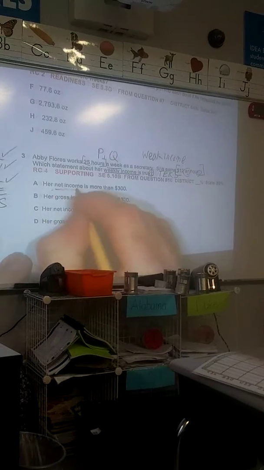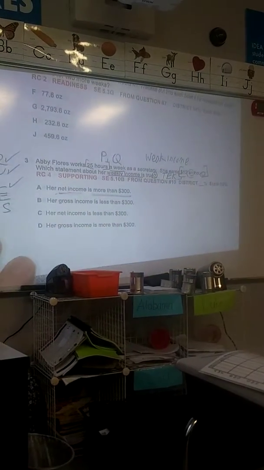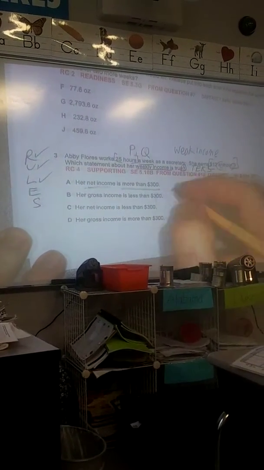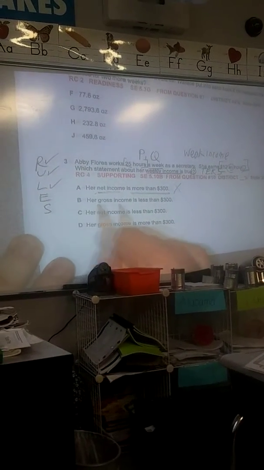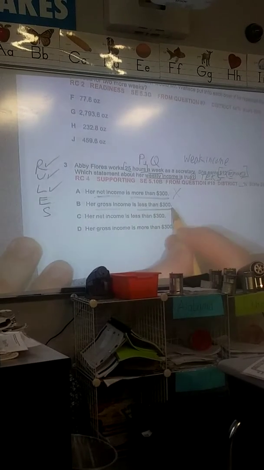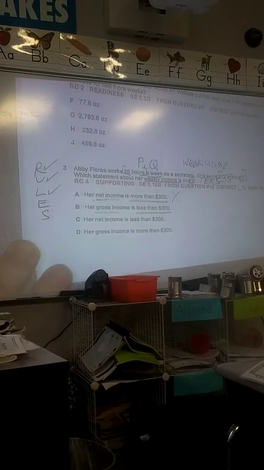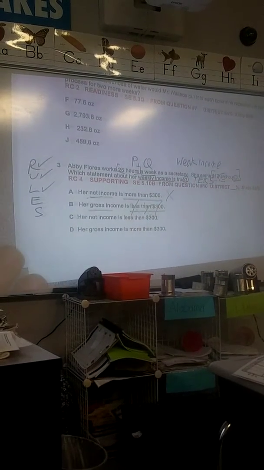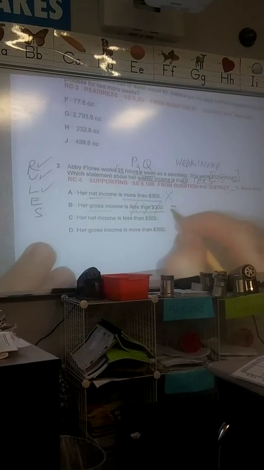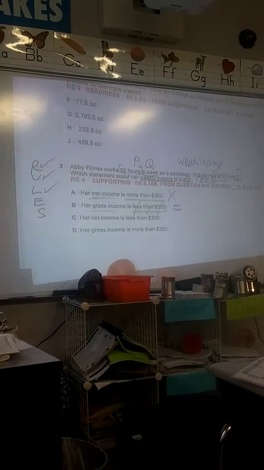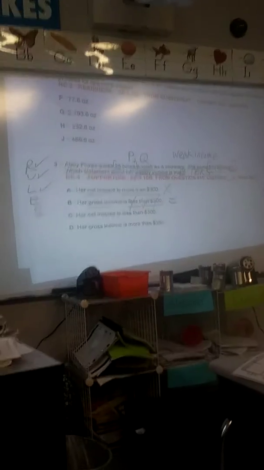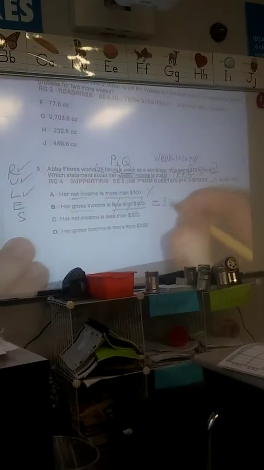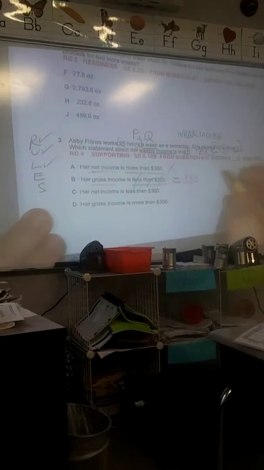Underline net income, more than. Is that true? No, cross it out. Eliminate. You're talking about less. Gross income, less than. No. Her gross income, what does this mean? Equal. We already did the work. Yes, her gross income equals 300. So because that made it false, we have to do what?